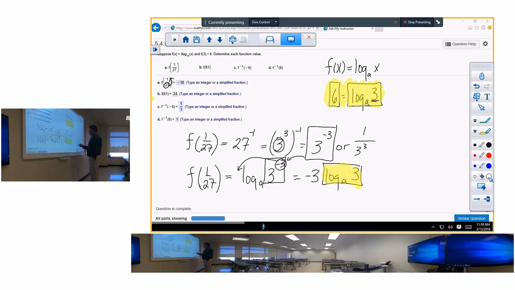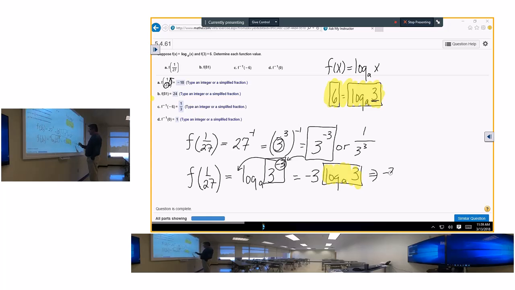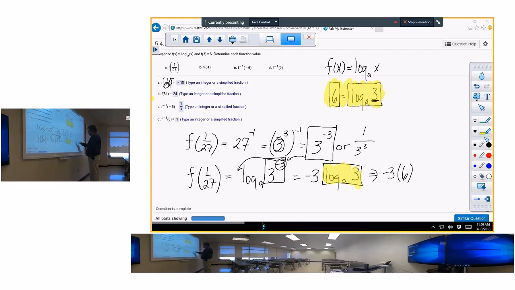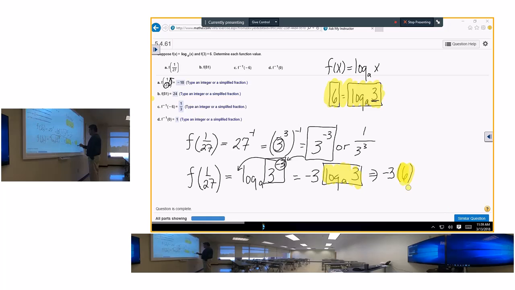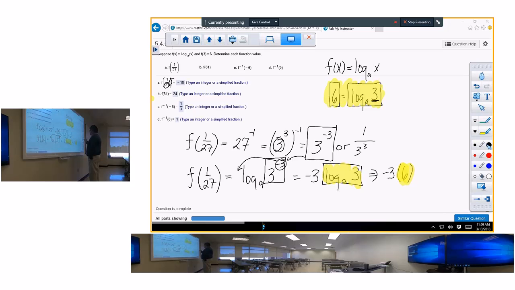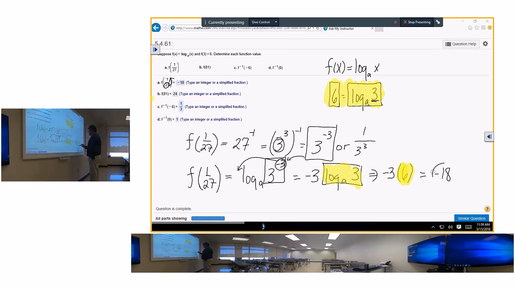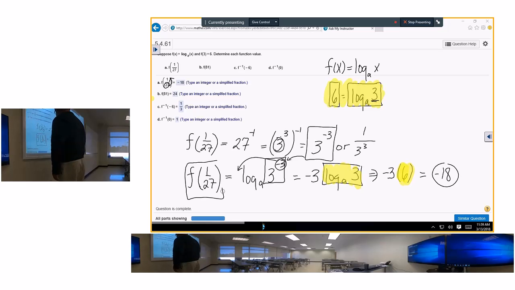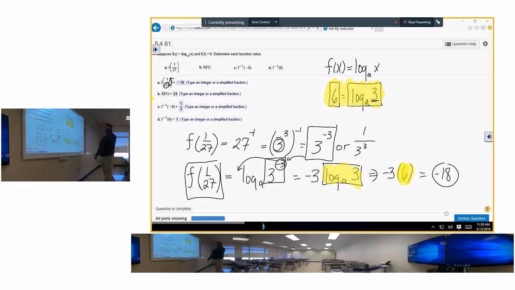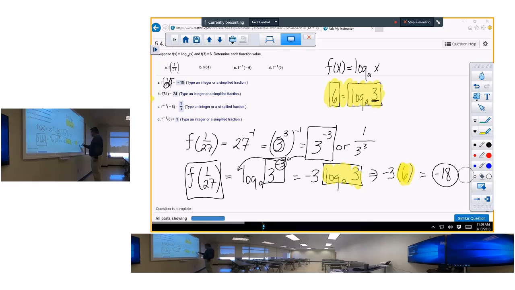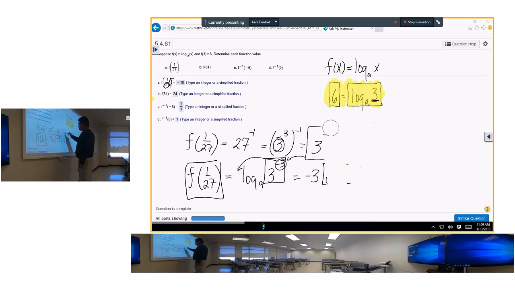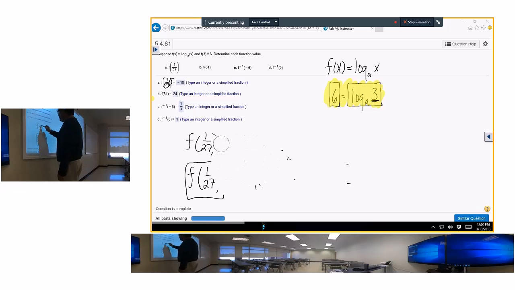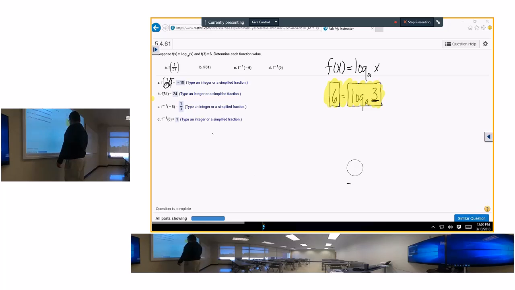And that's going to give us negative 3 times, what does the log equal? Log base a of 3 is equal to 6, and that 6 comes from this right here. So that's your answer, negative 18. So f of 1 over 27 is equal to negative 18. All right, let's do 81. Now notice, I'm not erasing what's up there in yellow because you're going to use that for all of these, and all of them are going to be in terms of 3.